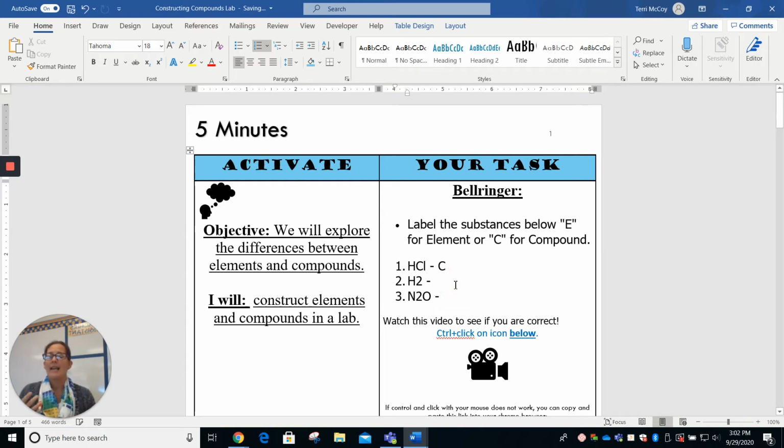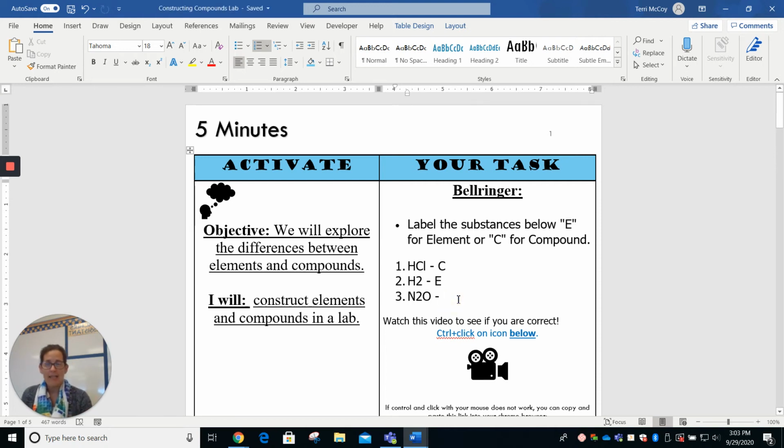Number 2 says H2. So this one might get confusing because it's got this number 2 right there. And I know that that means we've got more than one atom, right? But we're not asking whether it's a molecule or an atom. We're asking whether it's an element or a compound. So we are going to look for the capital letters. How many capital letters do you see in H2? That's right. We only have one. So if we have one capital letter, I want you to automatically think that must be an element, and you would be exactly correct. So we're going to put an E right there for element.